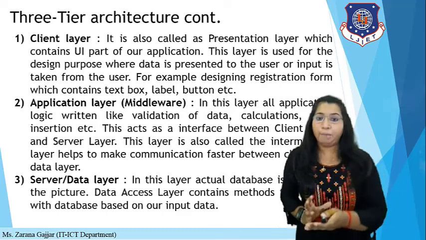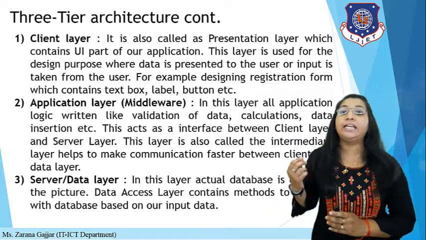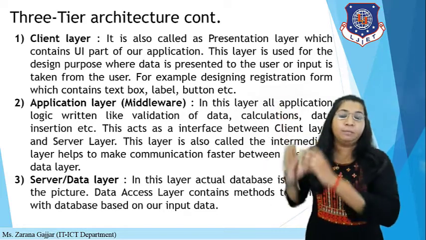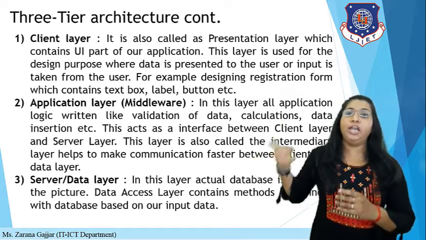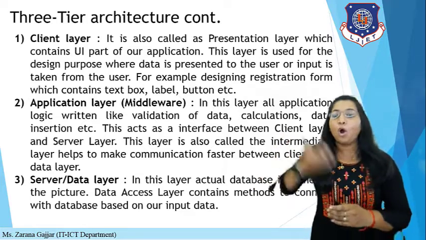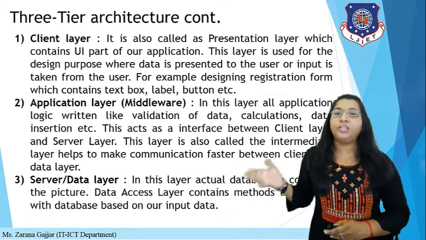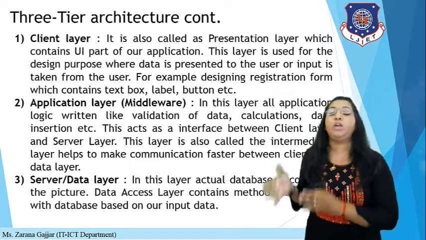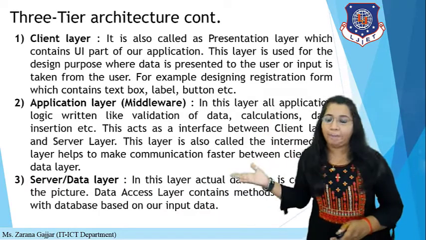Now, what is the application layer? It is like a middleware. In this layer all the application logic is written, like validation of data. If you are entering your username and password, that is the client layer, but whether that particular information is correct or not is the work of the application layer. It acts as an interface between the client layer and the server layer, and validation of data, calculation, data insertion, etc. are performed here. This layer is also called an intermediate layer, and it helps to make communication faster between client and server. So this is about the application layer.